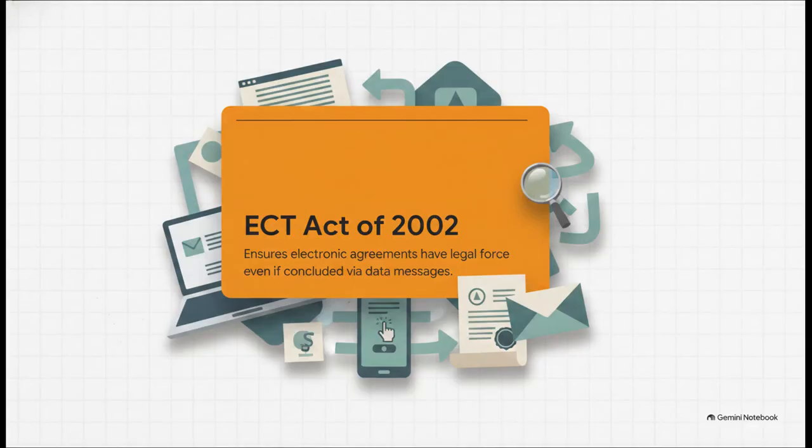To clear that up and create some legal certainty, South Africa relies on the Electronic Communications and Transactions Act, better known as the ECT Act of 2002. And the core rule it established is huge. An agreement is totally binding even if it was put together just using data messages. A data message is basically any data generated, sent, received, or stored electronically. So a contract isn't invalid just because it's a quick email back and forth or a click on a website instead of a physical piece of paper signed with a pen.